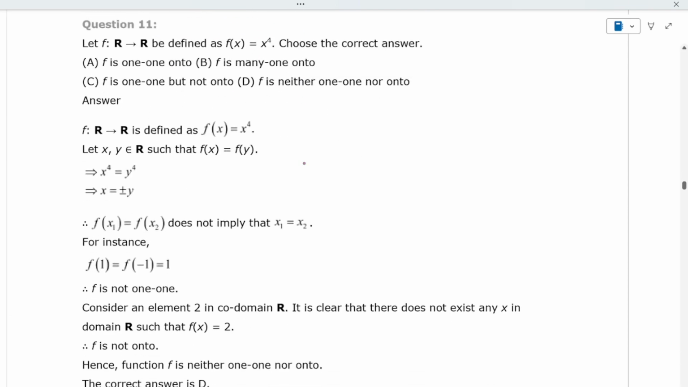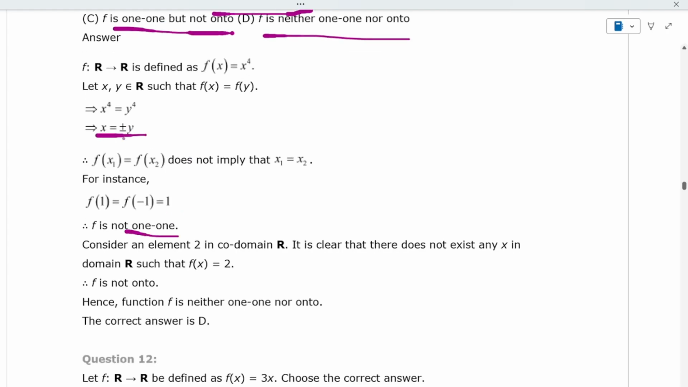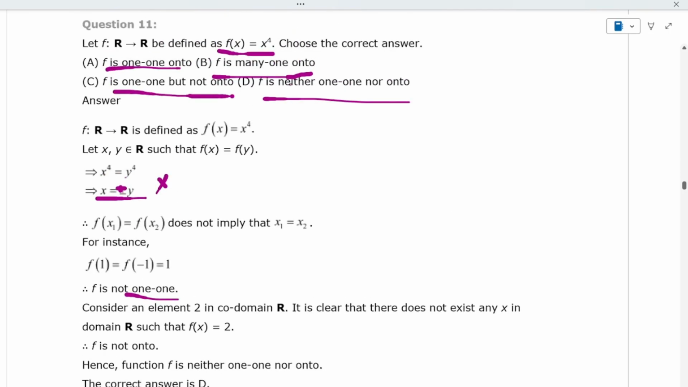Bijective. Next question is, f of x is equal to x power 4, choose the correct answer. F is one-one onto, f is many-one onto, f is one-one but not onto, f is neither one-one nor onto. See, if you take x power 4, x is equal to plus or minus, so we say that it is not one-one. So the answer may be neither one-one nor onto, so the only possible answer is D here.